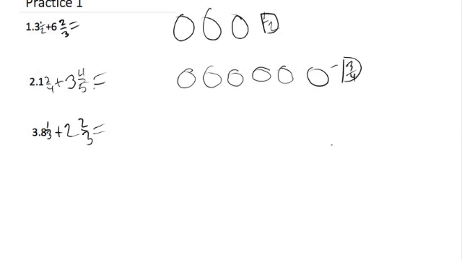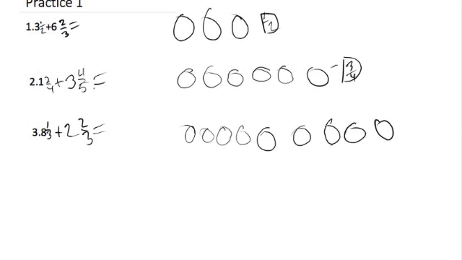So let's add them together. Let's make a whole new model with this. So 3 plus 6 dots is 9. So 1, 2, 3, 4, 5, 6, 7, 8, 9. And then to find 1/2 plus 3/4, we have to find a common denominator.